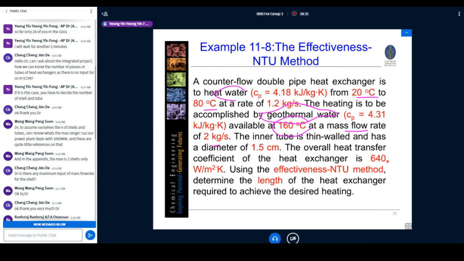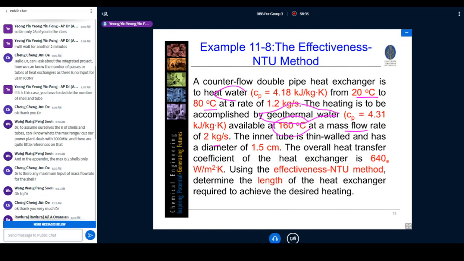If it is not given, if the heat transfer coefficient h value is given, then you have to calculate your own U. Okay, using the effectiveness NTU method, determine the length of the tube in order to achieve the desired heating. Okay, so the question actually specifies the method that you need to use. Otherwise, in fact, you can use LMTD.